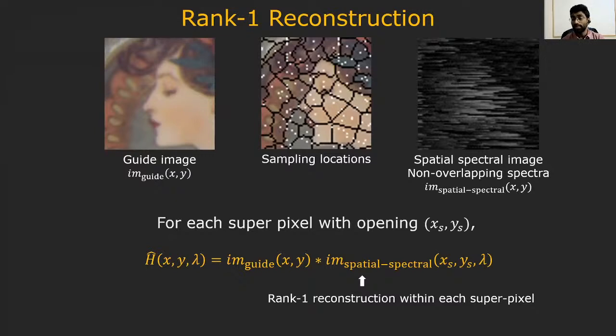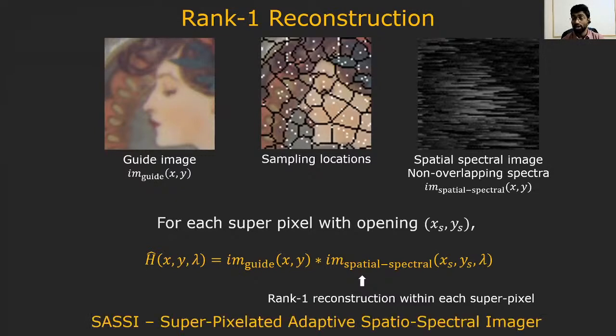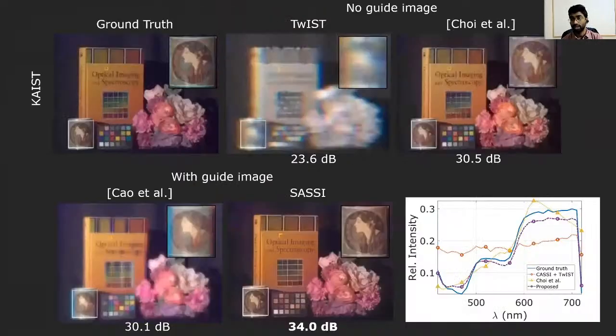The reliance on superpixels motivates our approach, SASSI, standing for Super-Pixellated Adaptive Spatio-Spectral Imager. SASSI is not only faster, but achieves higher reconstruction accuracy than most competing techniques, including approaches that use an extra guide image. Owing to our rank one reconstruction technique, SASSI can recover spatial textures very accurately, as can be observed in the recovered RGB image.